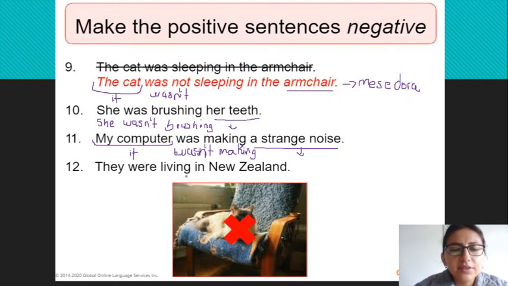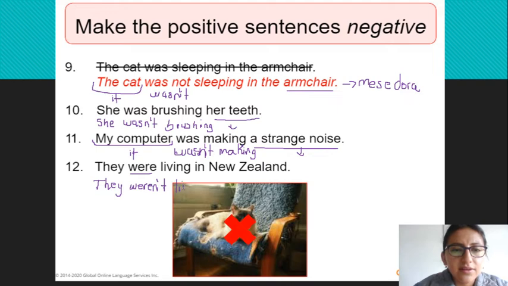They were living in New Zealand. What is the subject? Okay, they, very good. They, the negative. Okay, weren't or were not. They weren't. They weren't. What else?